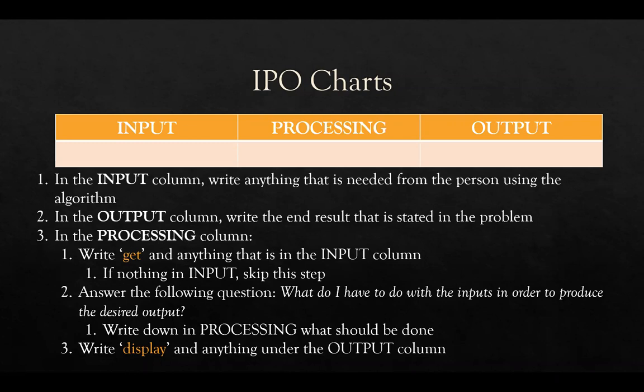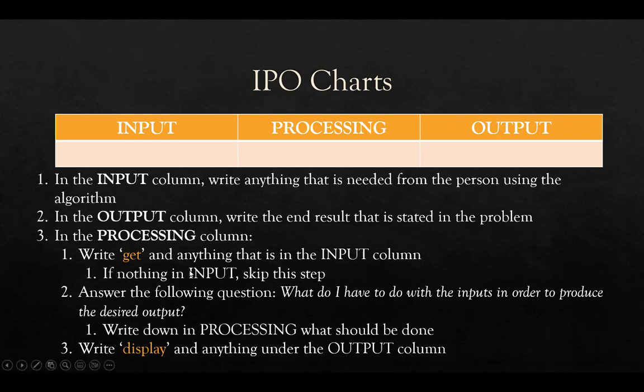Here are the 5 steps that you should follow to complete the IPO chart. The first is in the first column called input. You write anything that is needed from the user or the person using the algorithm. In the output, we write the end result that was stated in the problem. So now we have the beginning and the end figured out, and all that's left is the processing.